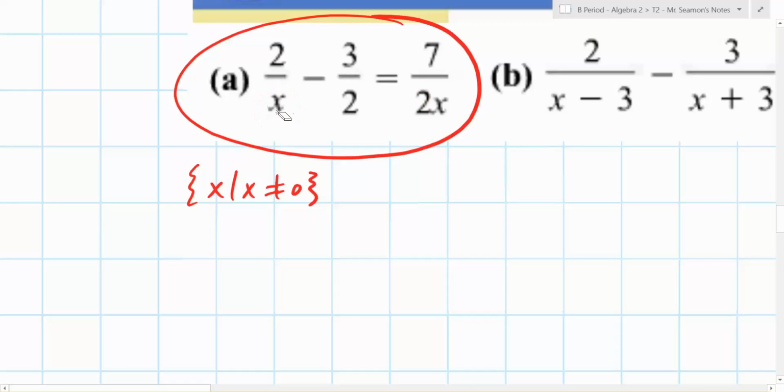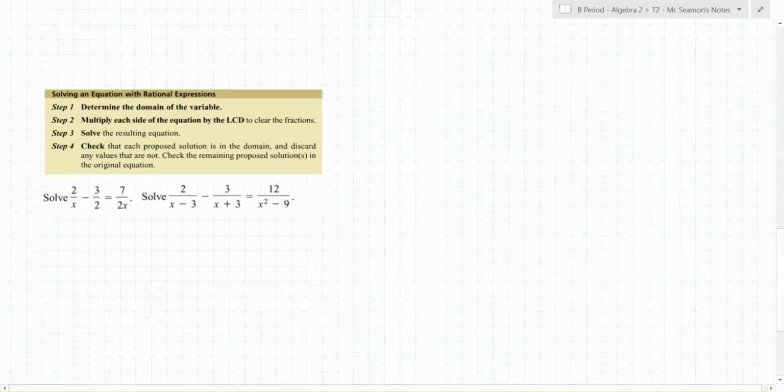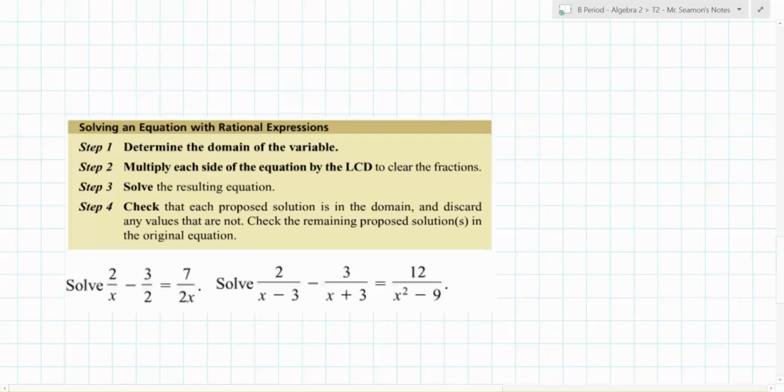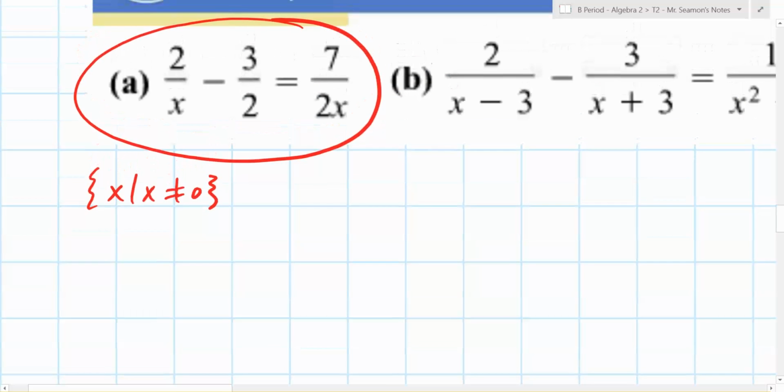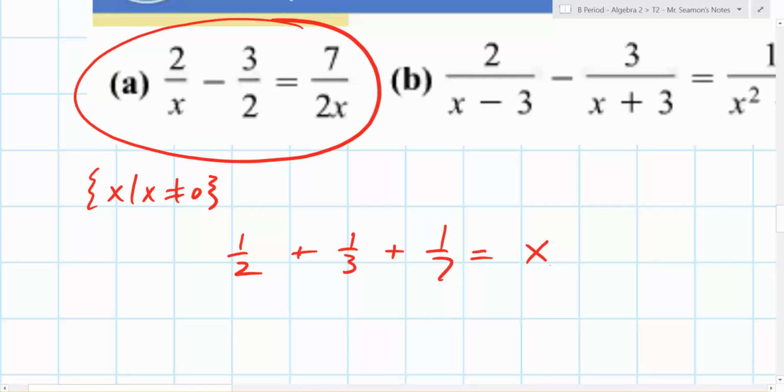Okay. So then there are all these steps down here. Multiply each side of the equation by the LCD. So there's two ways to go about it. We have a bunch of fractions. So effectively what they're telling you to do right there is get rid of them. For example, let's say I had 1/2 plus 1/3 plus 1/7 equals X. If I wanted to get rid of all the fractions right there, what should I multiply both sides by?